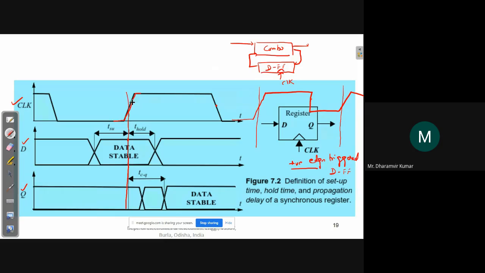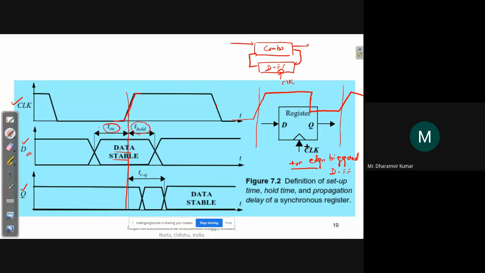So this is the data, and by definition, the data should be stable, should be available in advance of this clock transition by a certain duration of time, which is called the setup time. It should also remain valid for a certain duration of time even after the clock transition has occurred, called the hold time. This is called the hold time.